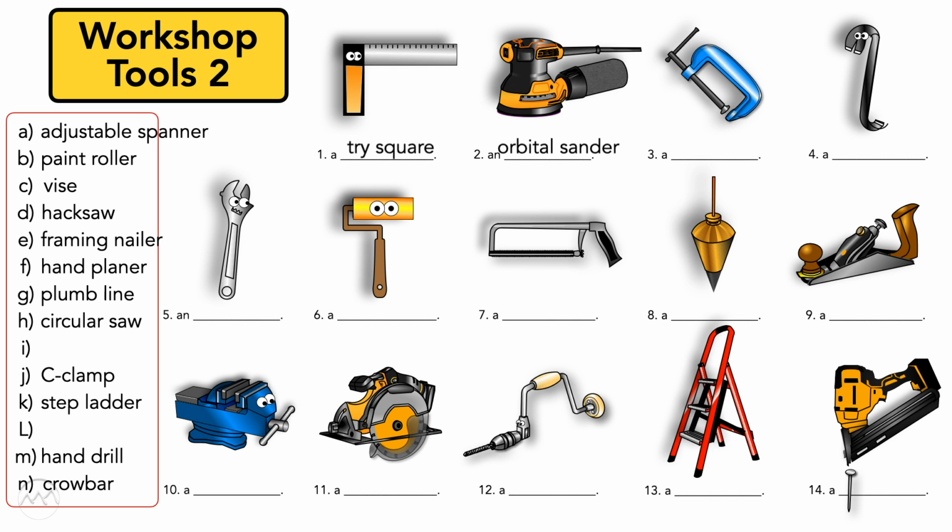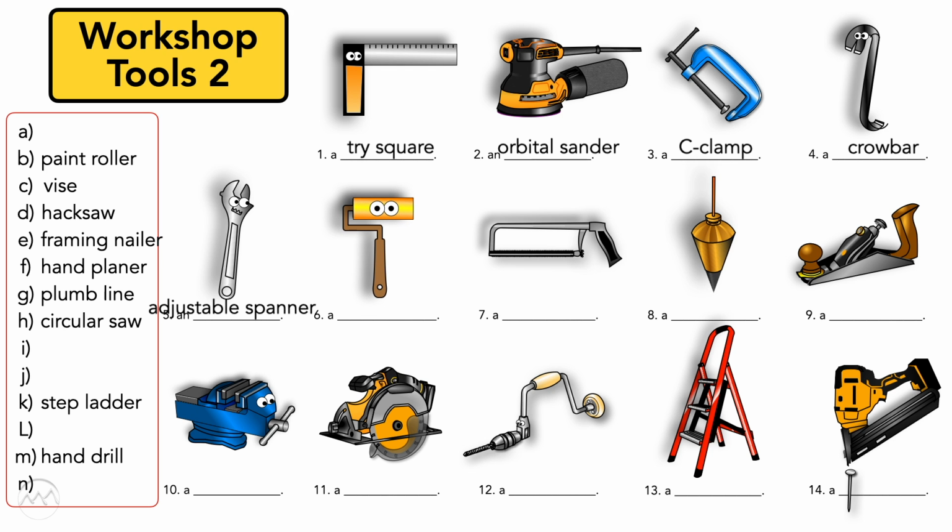Number 3. This is good. A C-clamp. This is a C-clamp. Number 4. This is a crowbar. This is a crowbar. Number 5. This is an adjustable spanner. This is an adjustable spanner.